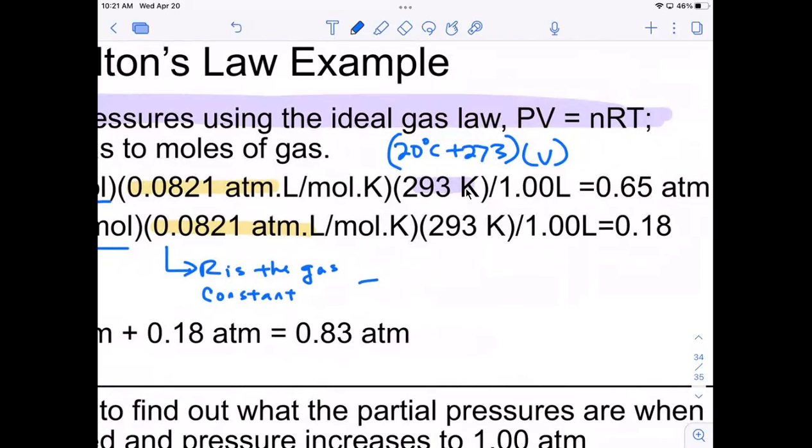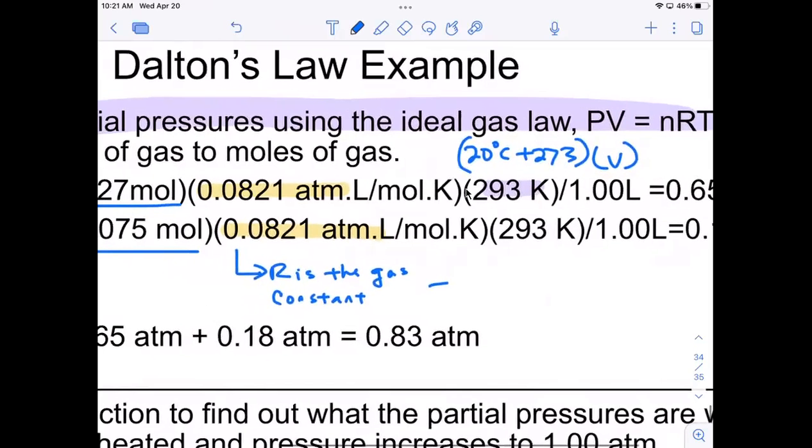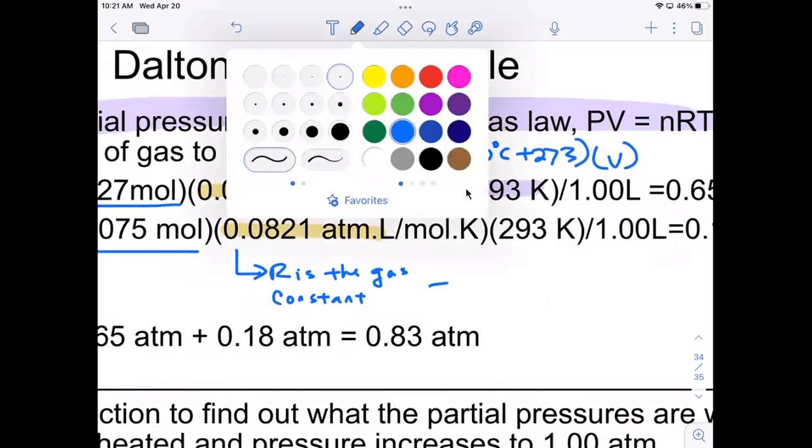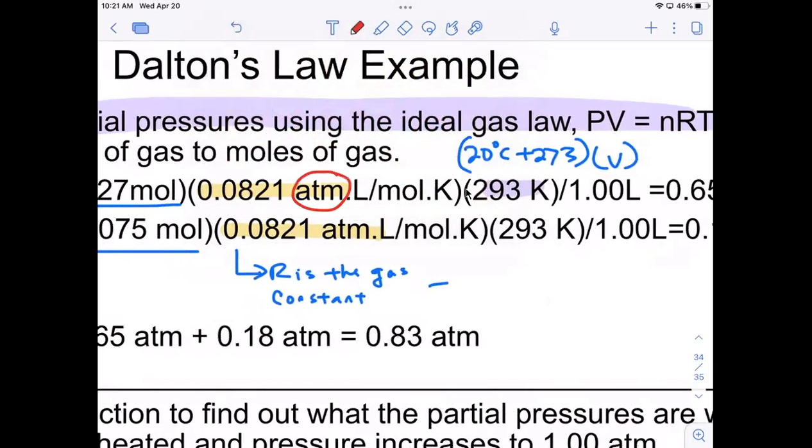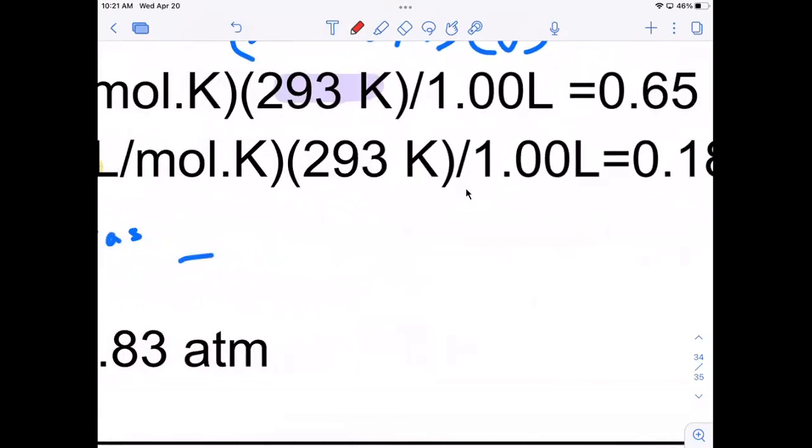And you notice the units are all cancelable. You've got Kelvin, you've got liters, and all that's going to cancel, and you have moles, and that's going to cancel and leave you with atmospheres. If your volume is in cubic meters, you can use this R value. It is 8.2057 cubic meters atmosphere per mole Kelvin.